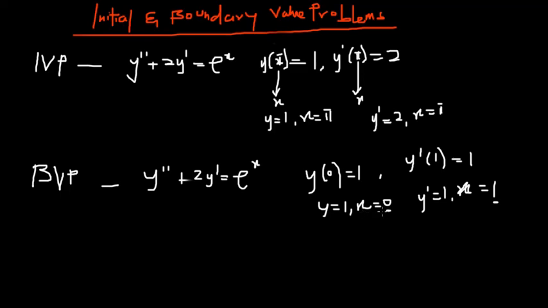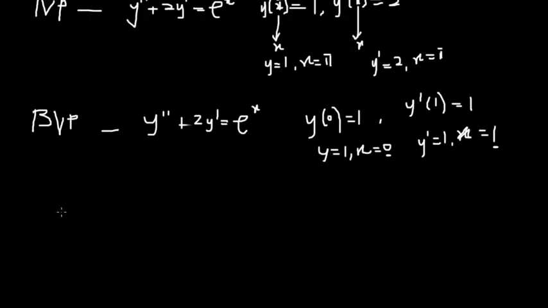Okay, you have x to be 0 over here and x to be 1 over here. Okay, now let's take some examples, examples on initial and boundary value problems. So in case you've been given this example.